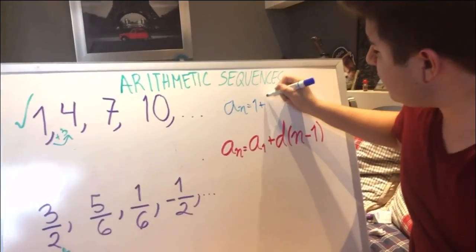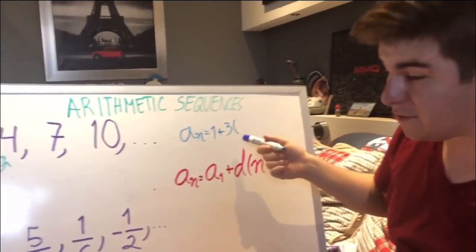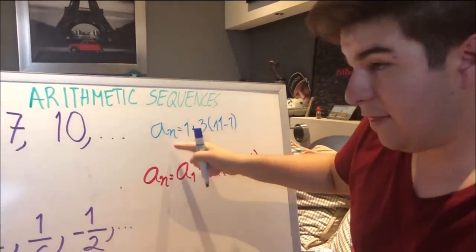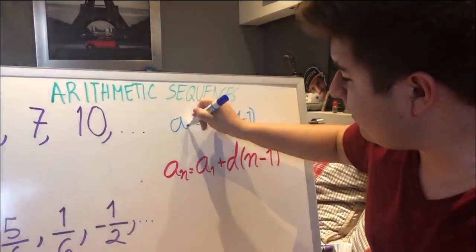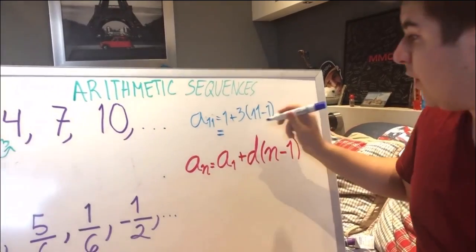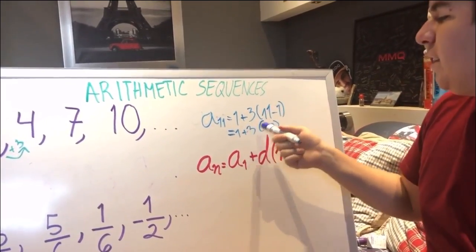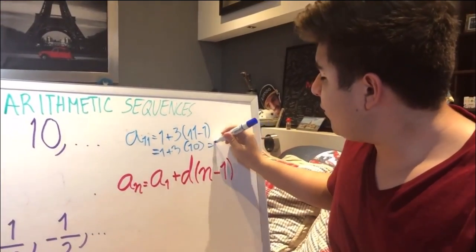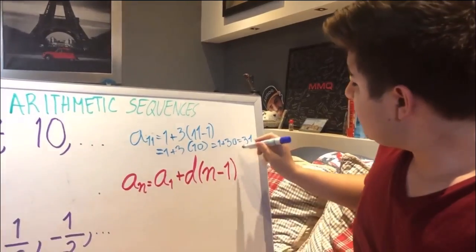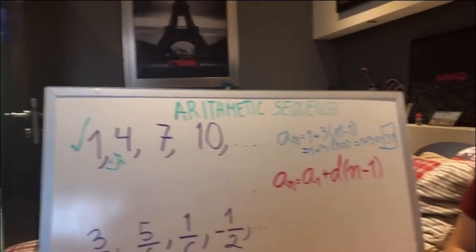times n minus 1. And since we're trying to find the 11th term, then we're going to put 11 minus 1, and this n would turn into 11 with it. So now we can see that 11 minus 1 equals 10, and 3 times 10 equals 30, and we get 1 plus 30, and then get 31. And with that, we can see that the 11th term in this sequence is 31.